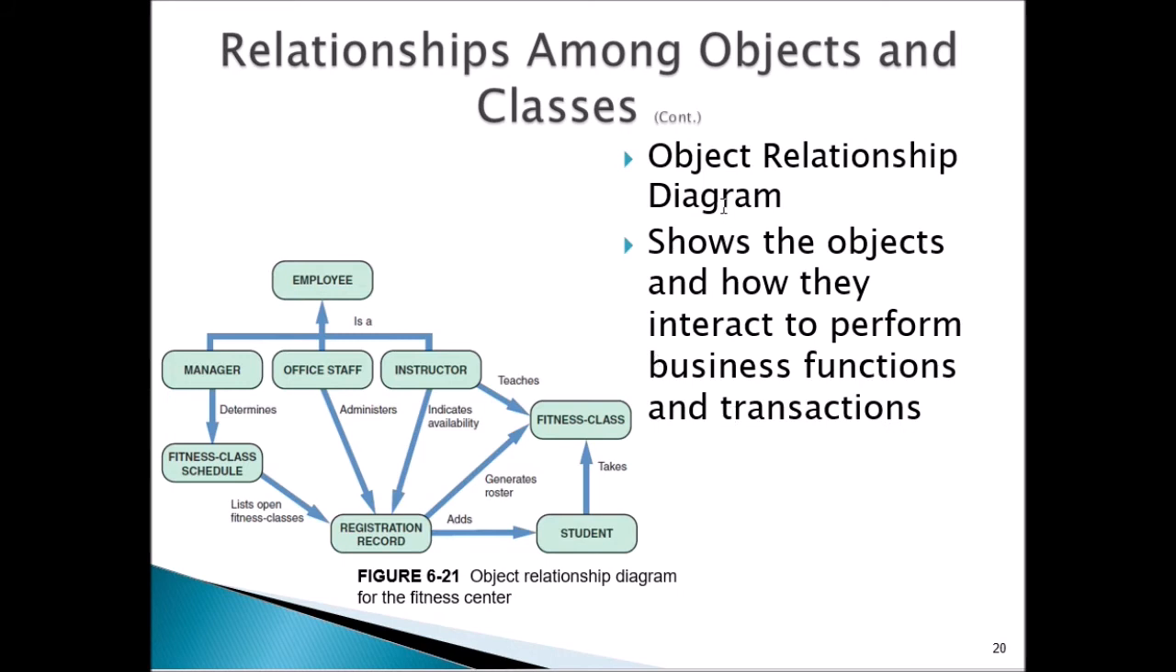Here's an example of an object relation diagram. It shows the objects and how they interact to perform the different business functions and transactions. So as you can see, this is a very high level explanation diagram.